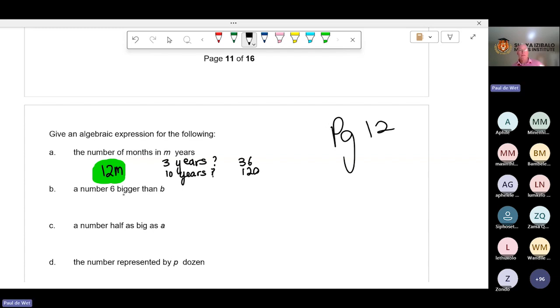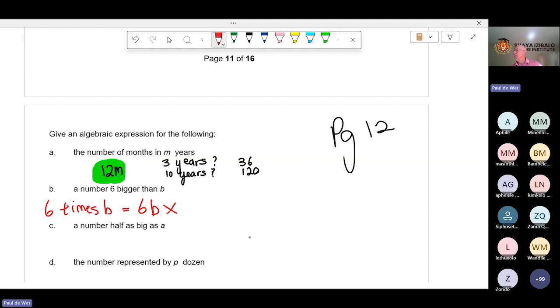Who can tell me with algebra how we will write a number that is 6 bigger than B? 6 bigger than B. If you're finding this difficult, you might want to think about it. Some of you are saying 6B. 6B is not right. 6B means 6 times B. That's not right.